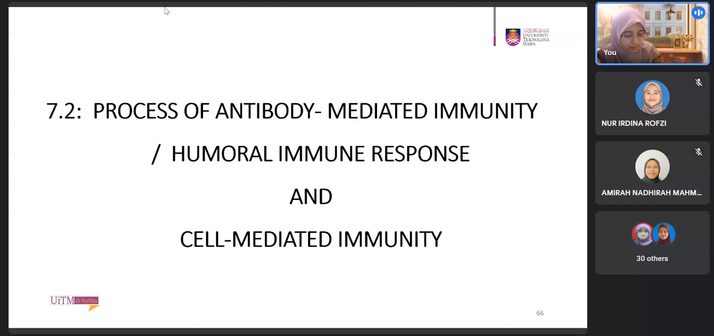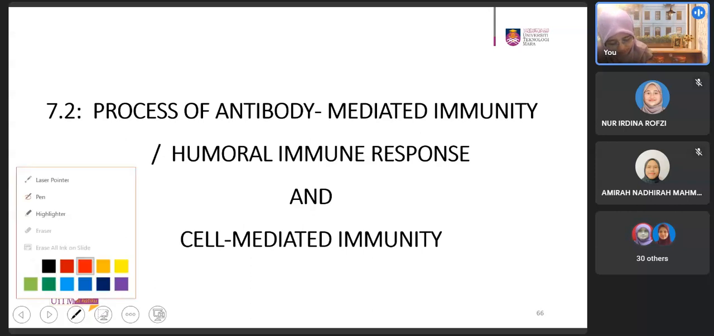Okay, so we are going to continue on this chapter on immunity. For this lecture we are going to continue with the detailed mechanism of how antibody mediated immunity works, also known as humoral immune response, and also the other one, cell mediated immune response. As you know, these two immune responses fall under the third line of defense, or acquired immunity.